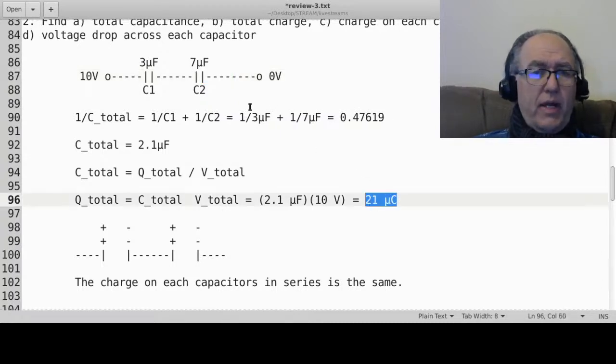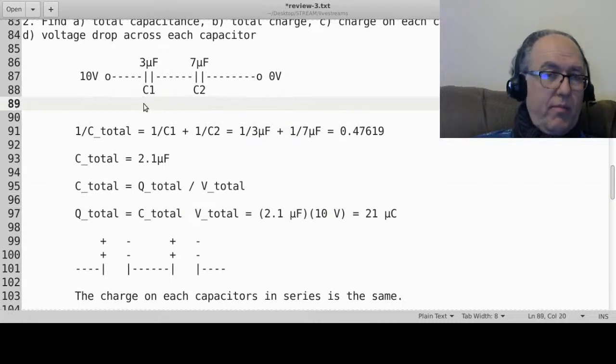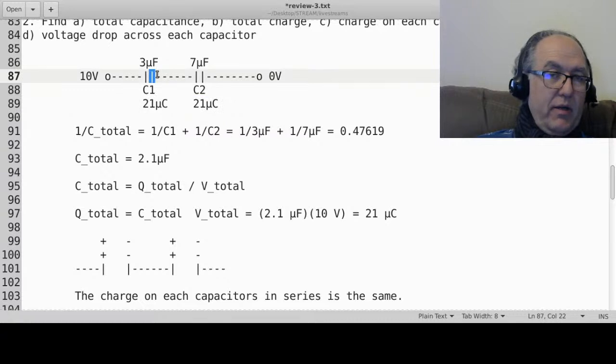So not only can I say that the charge on both is 21 microcoulombs, but the charge on this one is 21 microcoulombs, and the charge on that one is 21 microcoulombs. Don't think that you're adding those, because that 21 microcoulombs there came from that plate over there.